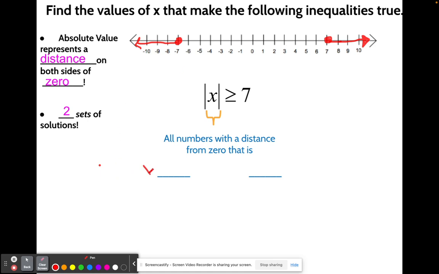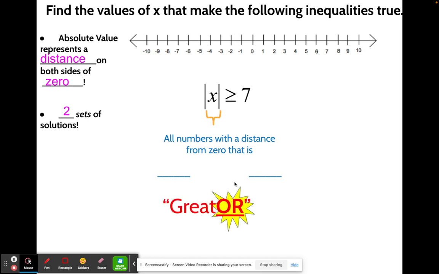All of our solutions for x have to be less than or equal to negative 7. Notice my sign is the other direction. Or greater than or equal to positive 7. So how can we remember that this is an OR inequality? Well, if it helps you, if our absolute value is on the left and we have a greater than sign, let's think of great OR. And then we know we have an OR situation.